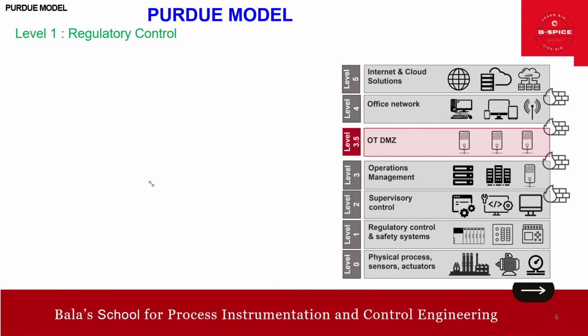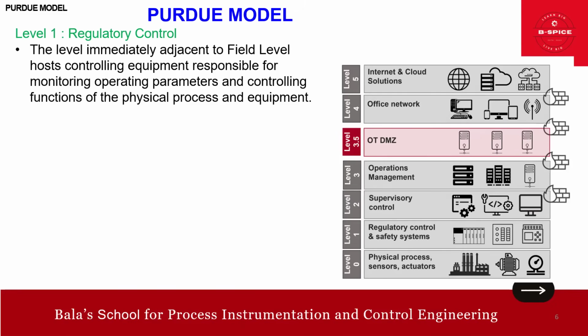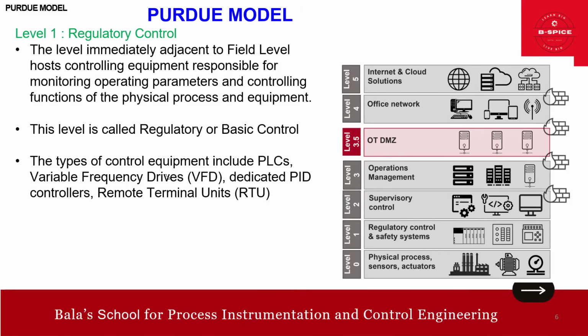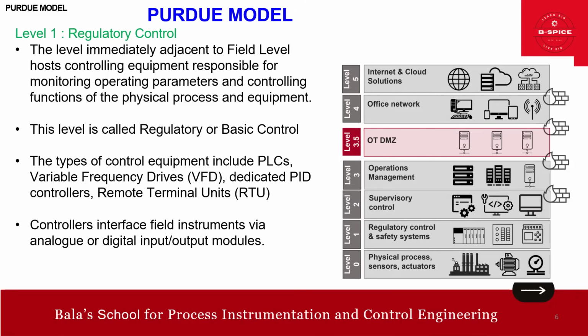Okay, so this level, immediately adjacent to the field level, hosts controlling equipment. These are responsible for monitoring operating parameters and controlling the functions of physical process and equipment. So this level is called regulatory or basic control. The type of control equipment includes PLCs, variable frequency drives, dedicated PID controllers, remote terminals, all these. The controllers basically interface with the field instruments via analog and digital input and output modules.